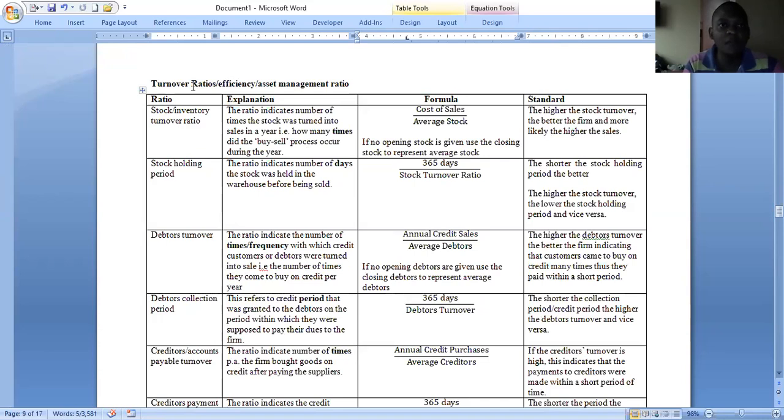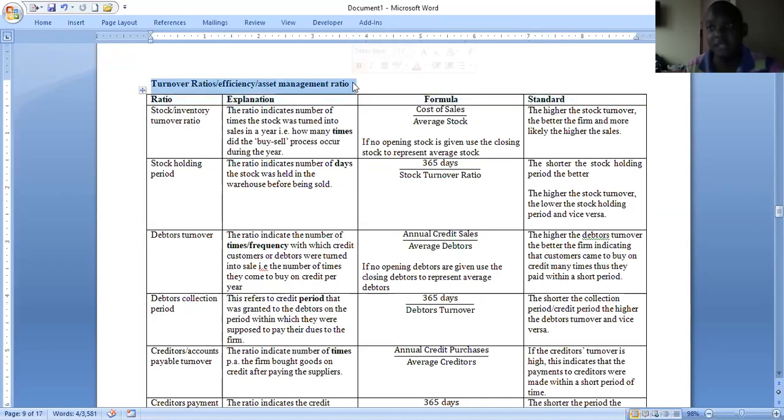We have the turnover, also known as the efficiency, and the assets management ratios. These ratios measure the efficiency of a business, the ability of a business to generate sales from its investment in assets, the ability of a business to minimize its investments and maximize its returns at the same time.